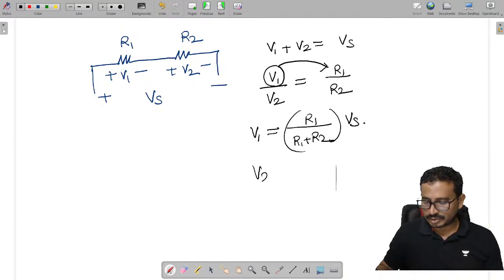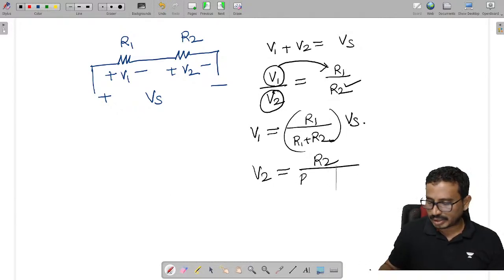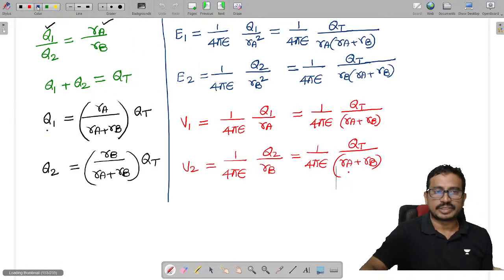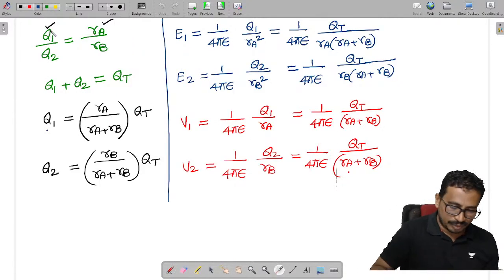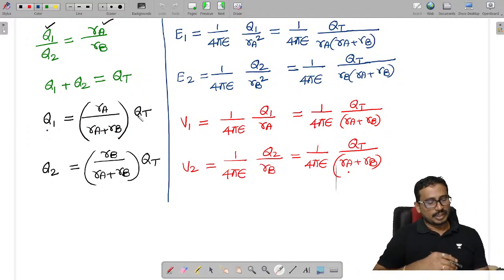Similarly, V2 is proportional to R2, so R2 is the numerator: V2 equals R2 by R1 plus R2 into the total supply voltage. That is how I have written this equation. Here Q1 by Q2 is given as RA by RB, and Q1 plus Q2 is equal to QT. The charge Q1 is directly proportional to RA, so Q1 is equal to RA by RA plus RB into the total charge. Is it fine, all of you?